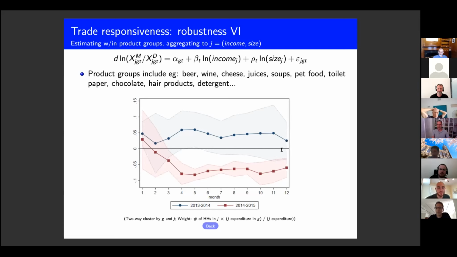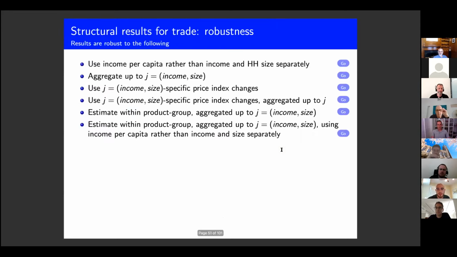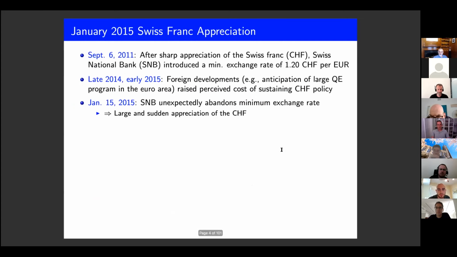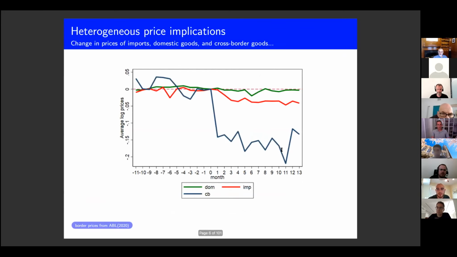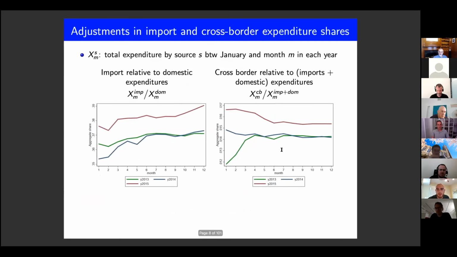Go ahead. Hi, this is Omar Bostonsad. Looking at your graphs on the aggregate shares on slide 7, in light of the heterogeneity you found, can you tell us about the composition of what groups are driving the aggregate response?